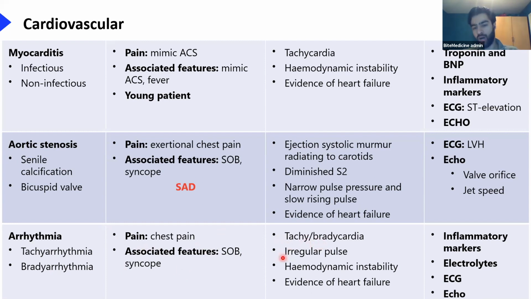You'll have a feel of the pulse to see if it's irregular. These patients may be hemodynamically unstable with evidence of heart failure. Essentially, the first thing you need to do is, of course, check the ECG. And then you can do other investigations to see what the underlying cause of the arrhythmia might be. So in the case of atrial fibrillation, for example, electrolyte imbalances, like hypokalemia, can cause atrial fibrillation.